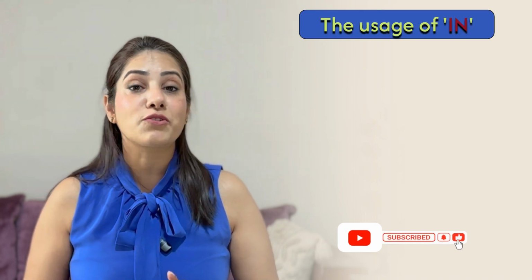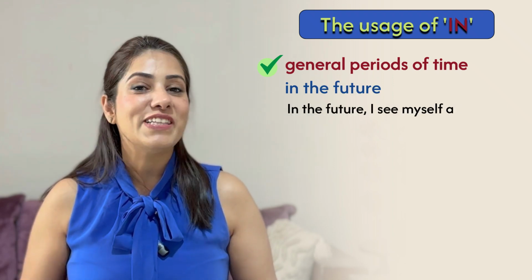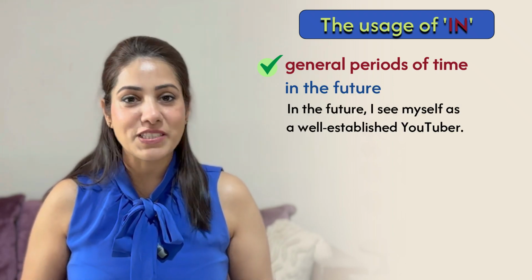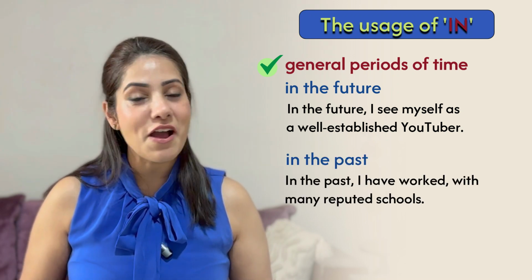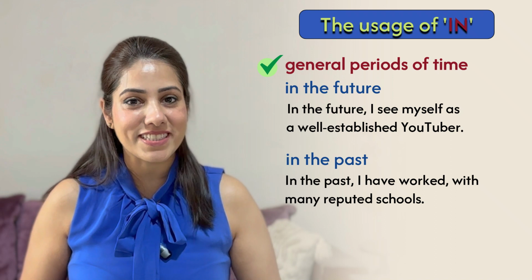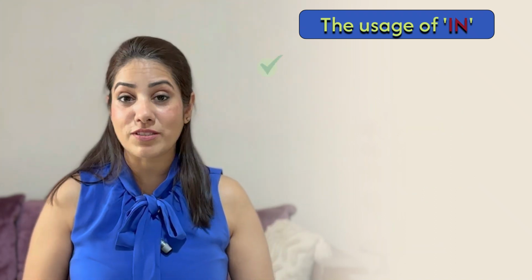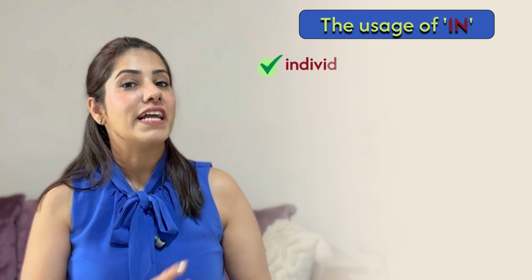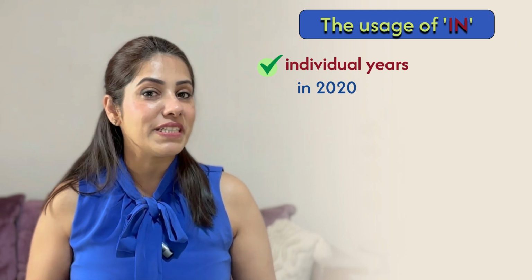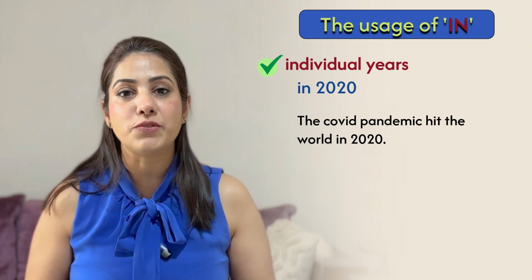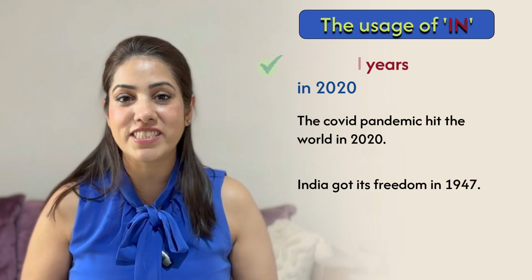In is used to talk about general periods of time, like in the future. In the future, I see myself as a well-established YouTuber. In the past, I have worked with many reputed schools. In the present, I like to live in the present. In is also used to talk about individual years. In 2020, the pandemic hit the world. India got its freedom in 1947.